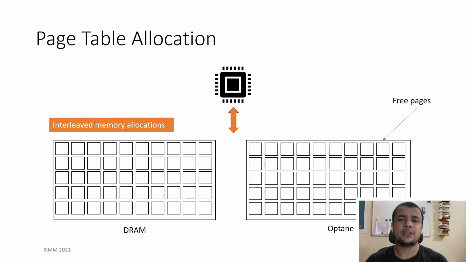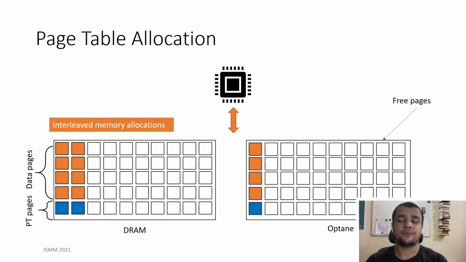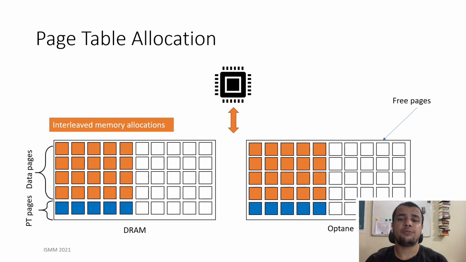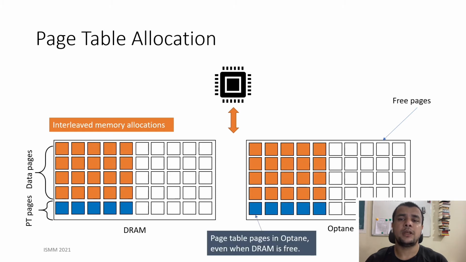The first case is when interleaved memory policy is used. Let us assume that these are free data pages. In the interleaved memory allocation policy, the kernel allocates the data on all NUMA nodes in a round-robin fashion. This policy is also applied to the allocation of page table pages. Hence, a page table page can end up in Optane even when DRAM is free.